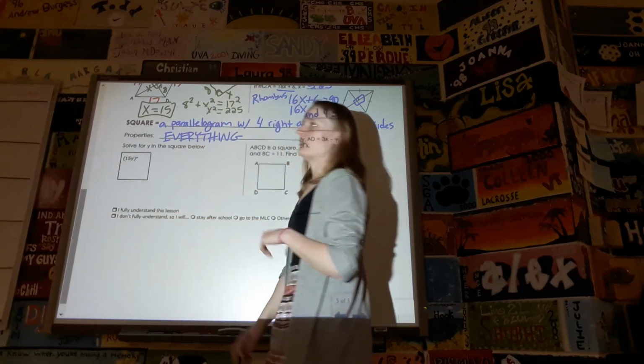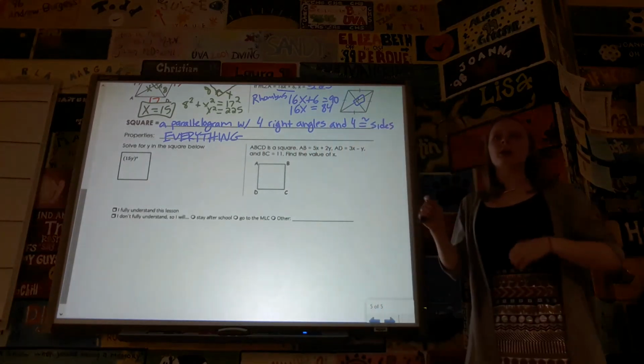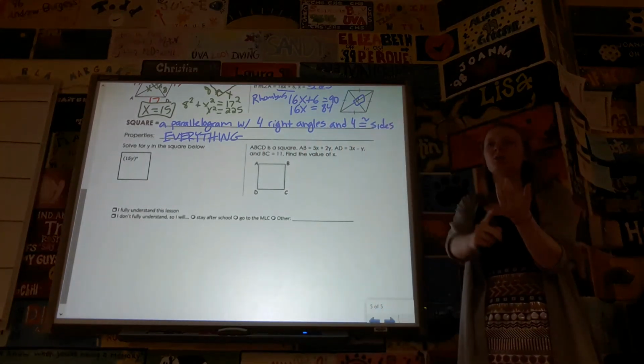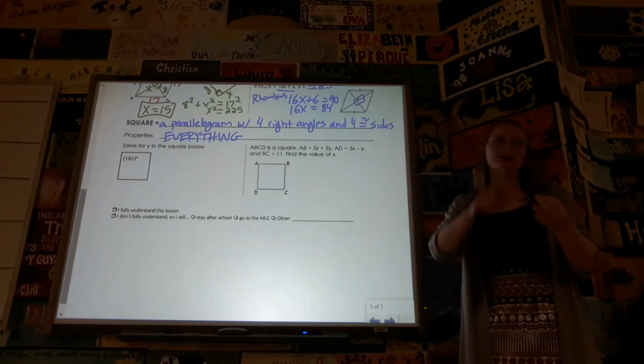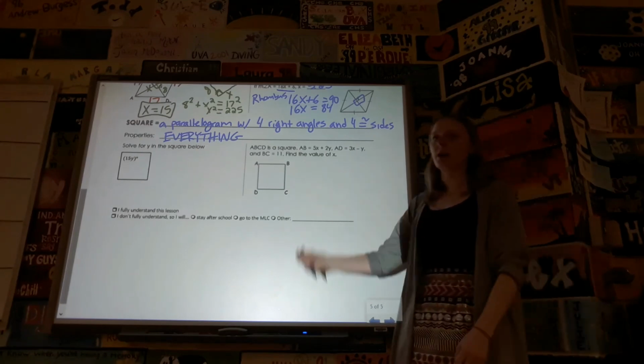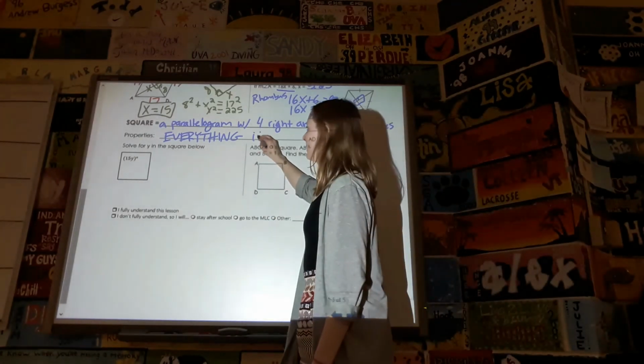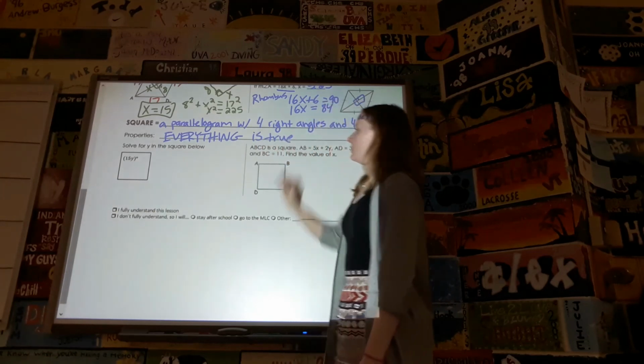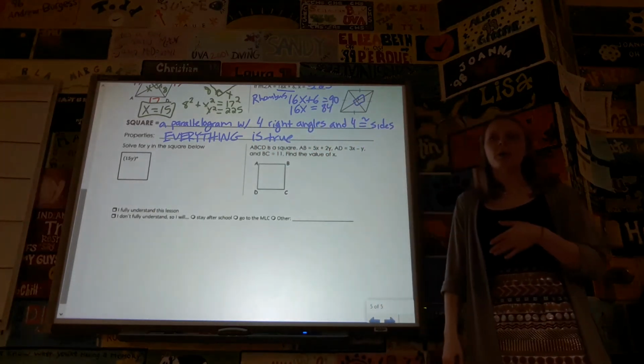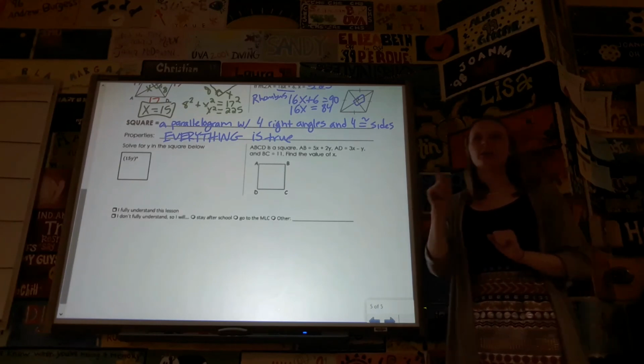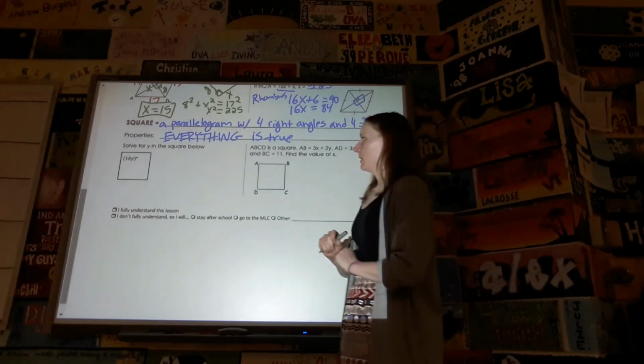I'm just going to write the word everything. Everything that we've talked about last lesson and today, everything that's true about a parallelogram, a rectangle, a rhombus is true for a square. Everything is true. So everything we've talked about up until now is also a property of a square, because a square is both a rectangle and a rhombus at the same time.